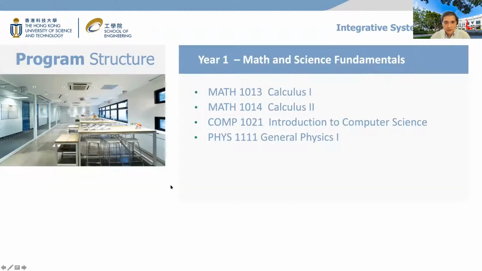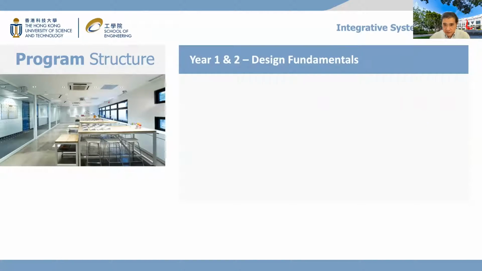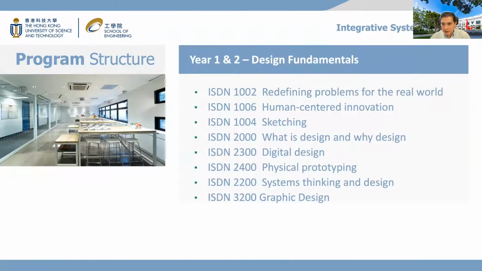So let's do a little introduction about what kind of courses you will take. In year one, you will take some math and science fundamentals like calculus, physics, and computer programming courses. At the same time, you will do some design fundamentals. What is design fundamentals? Some of you may not have a background in design. We train students on design principles, the design process, design thinking, and also some design skill sets. This is a set of courses you will need to take in the first and second years.